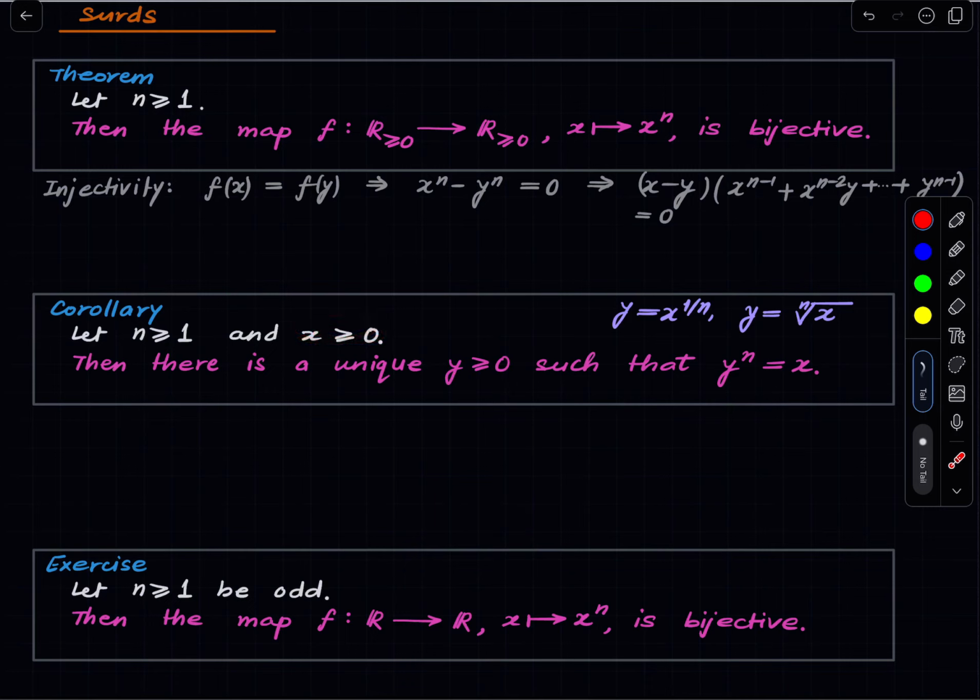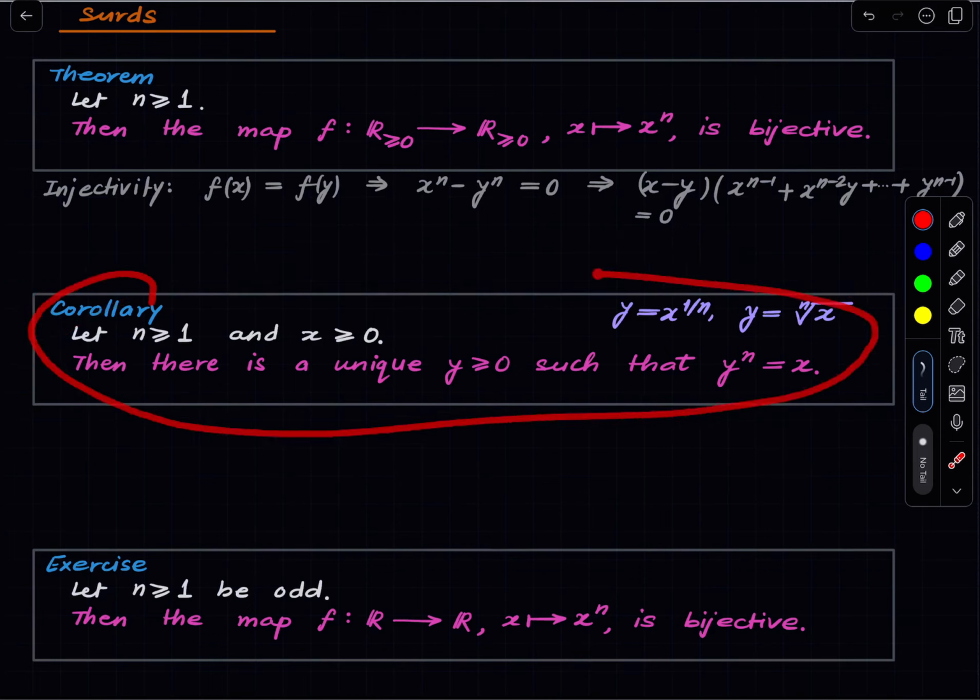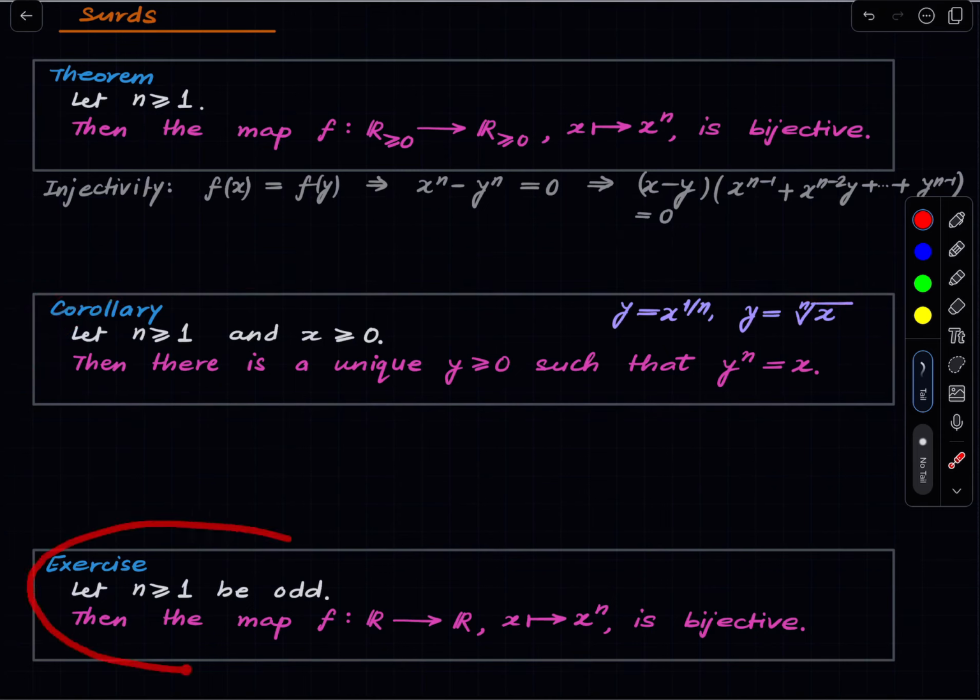Because, for instance, if n were equal to 2, then minus 1 squared is 1 as well as 1 squared is 1. So to get uniqueness, you need to force this condition. If you drop this inequality, then there may be 2 different values. I may have said something wrong here, I have a feeling, but anyway, I'm sure you understand. Fine, so this is one corollary.